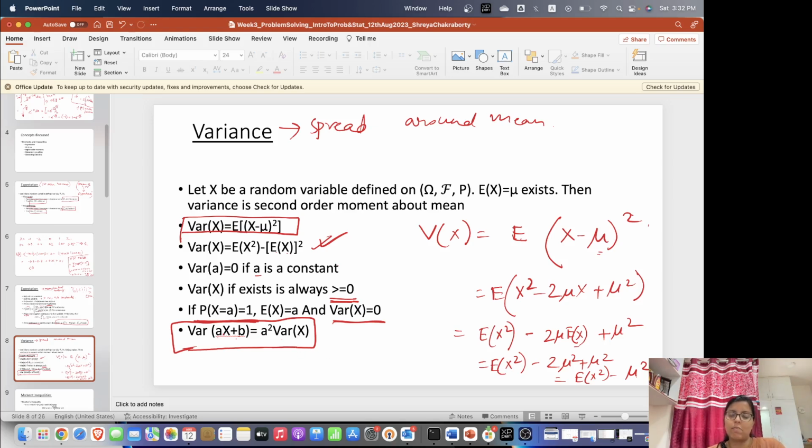If we have x multiplied with some scalar, that scalar will be squared, and then we multiply it with the variance of x. But if we have something added or subtracted, then the variance is not going to change. So instead of ax plus b, if we have variance of x by 4 plus 1, it will be 1 by 16 variance of x.